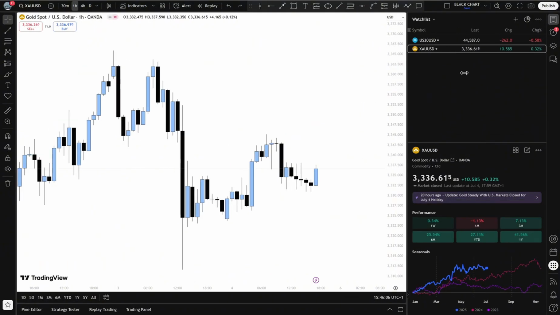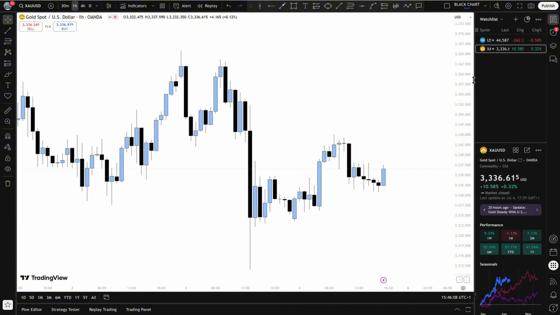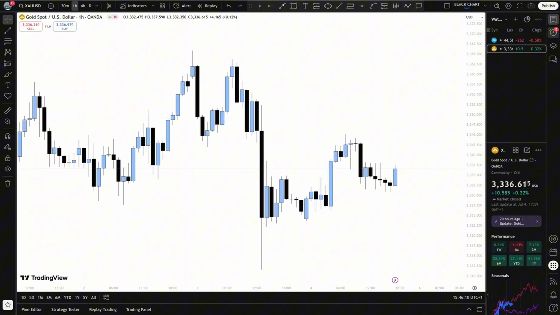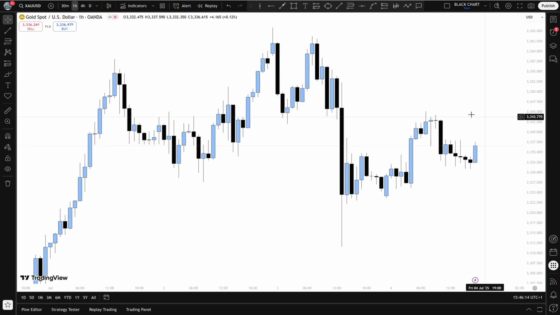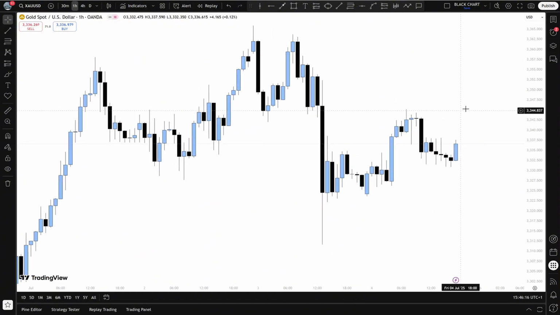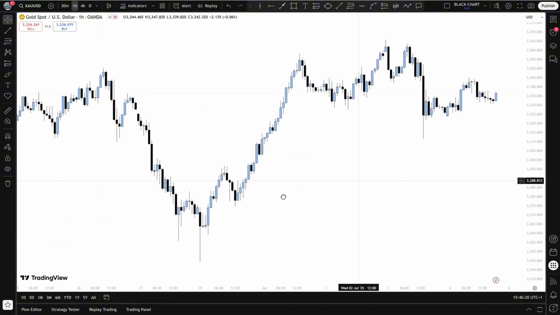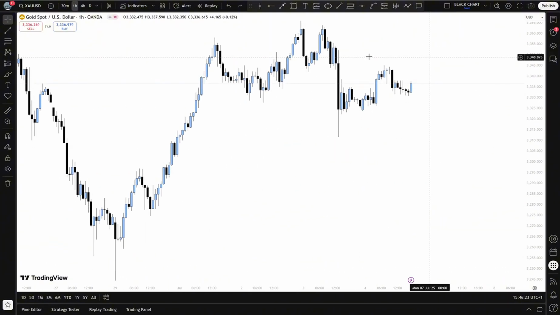So first of all, we are going to start by analyzing gold, looking at what gold will be doing for the upcoming week. If you check the last video, gold did exactly what we expected it to do. You understand the direction that we expected gold to go last week. Gold followed that direction and went in our favor.